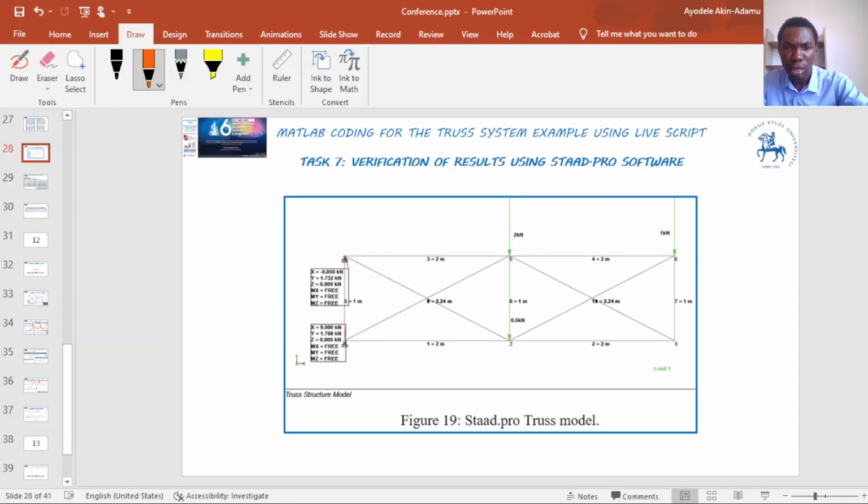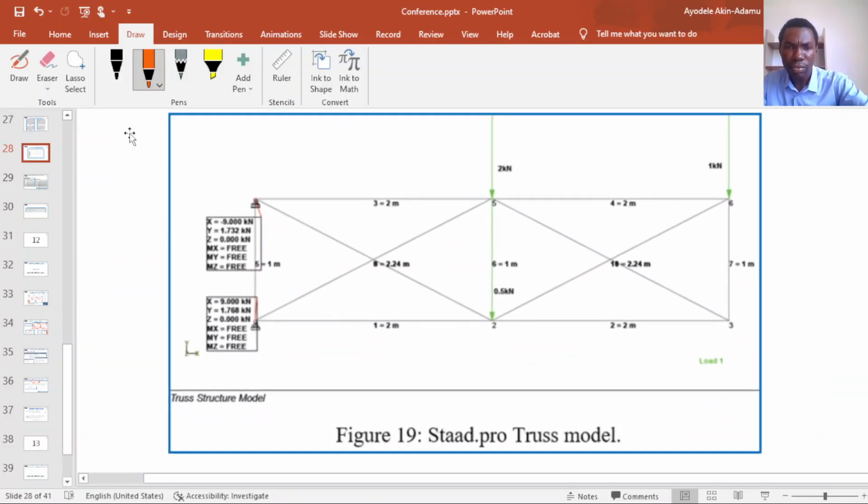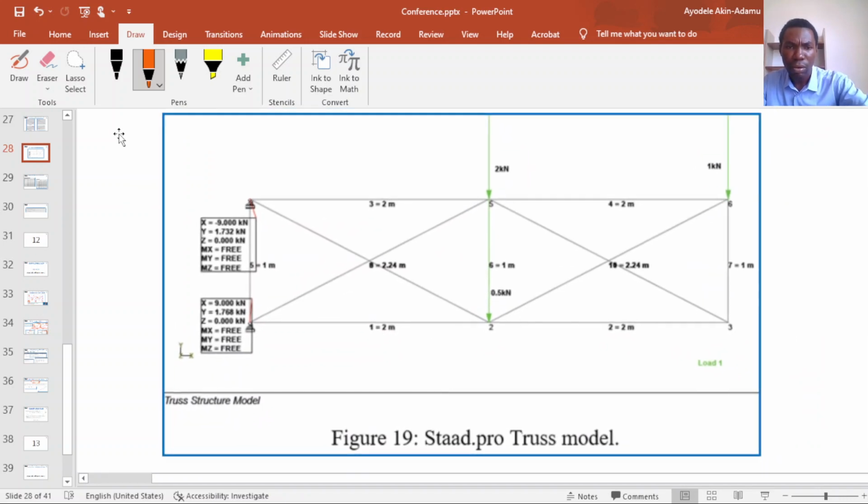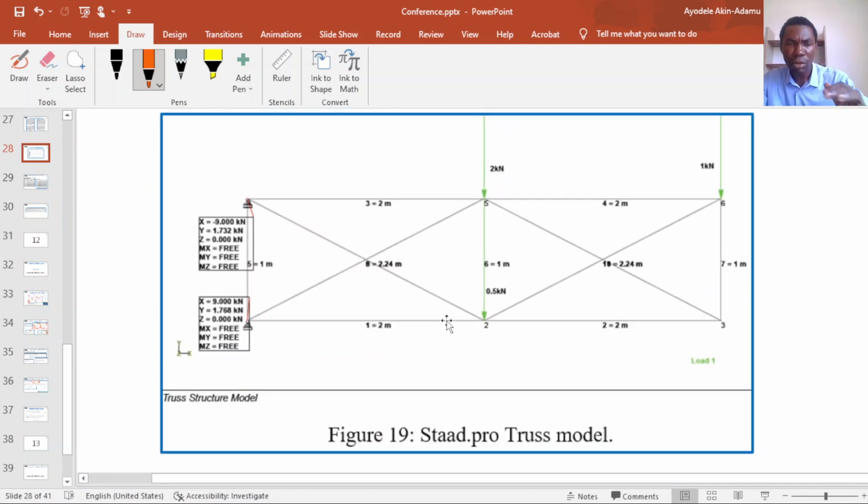So this is the analysis result. I modeled this problem on the Staad software. You can see the reaction component at node 1 as 9 kilonewton and 1.768 kilonewton, which is the same as what we got in our Matlab calculation. And also at node 4, we can see the reaction value as minus 9 and 1.732. You can see that the finite element result gives a very good result compared to the result from the Staad software.